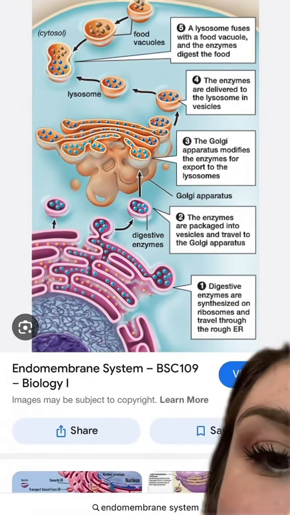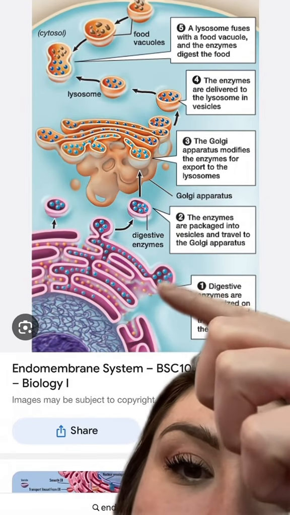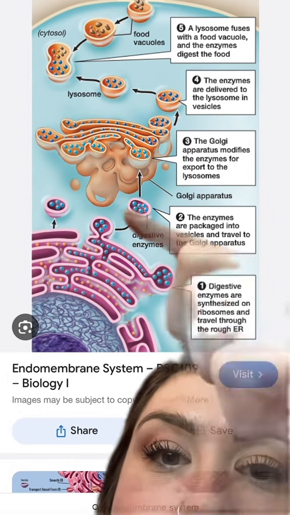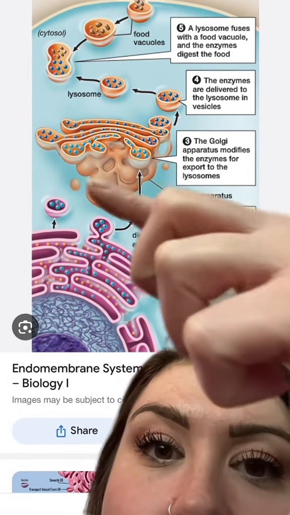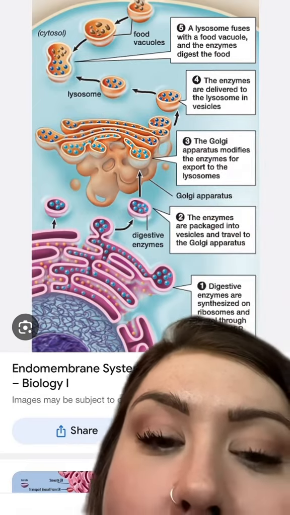Here's a nice little visual of what that looks like. It's not perfect, but it gets the job done. We've got our little proteins being formed on the ribosomes here. Then we're transporting them through vesicles to the Golgi, which is going to package and modify them and then export them out of the cell.